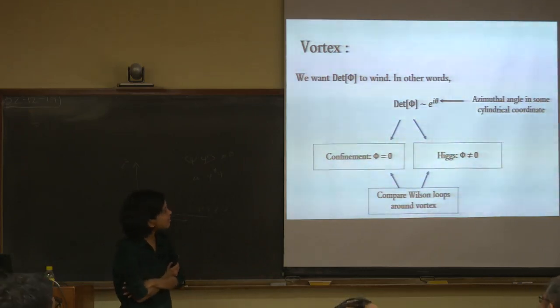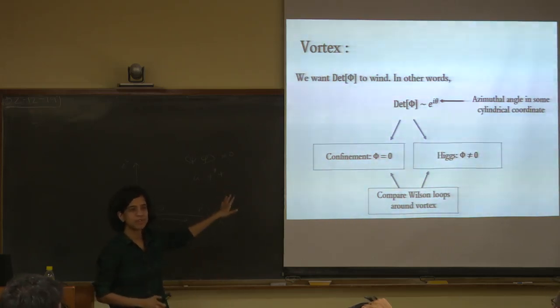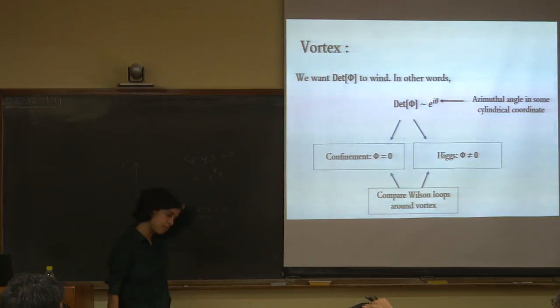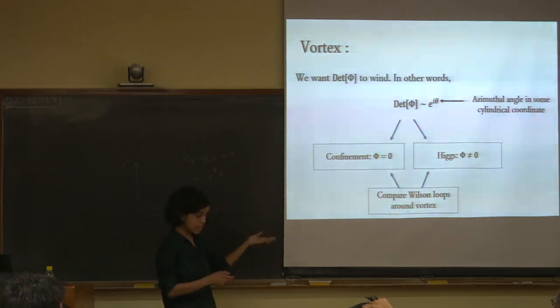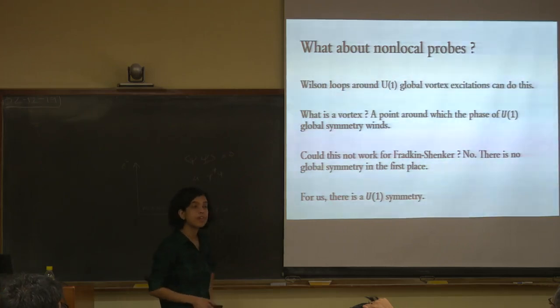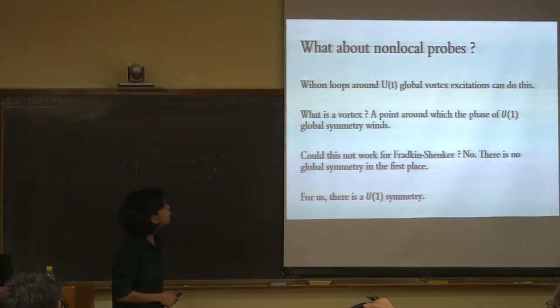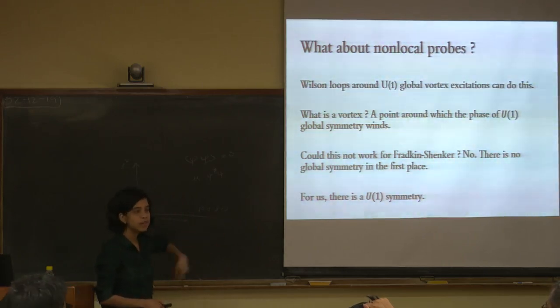So the answer: I'll tell you what order parameter can tell the difference between the Higgs and confinement side when you do have this global symmetry. So this is the answer. Wilson loops around global vortex-like excitations will be able to tell the difference. What is a vortex? Everybody is familiar. A point around which the phase of the U1 global symmetry winds in space.